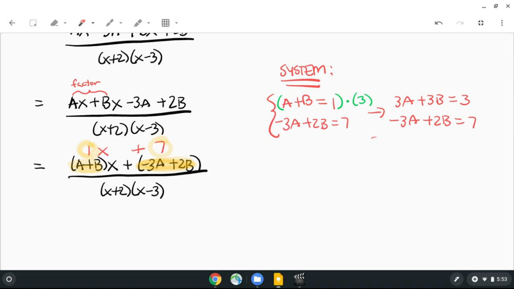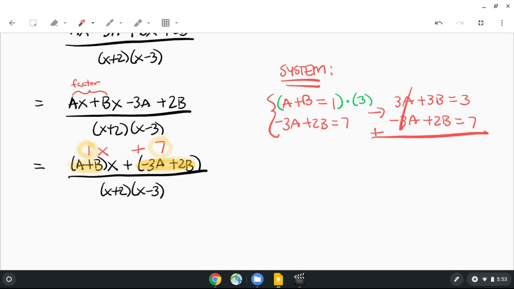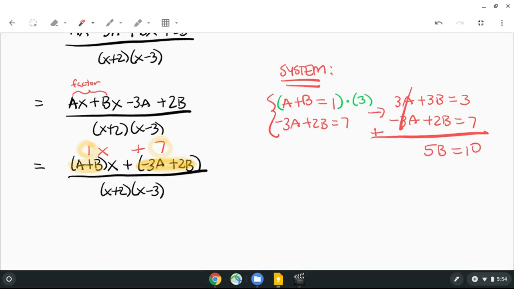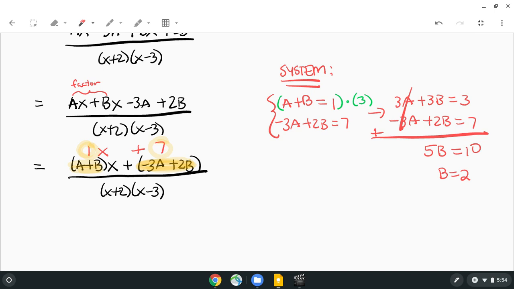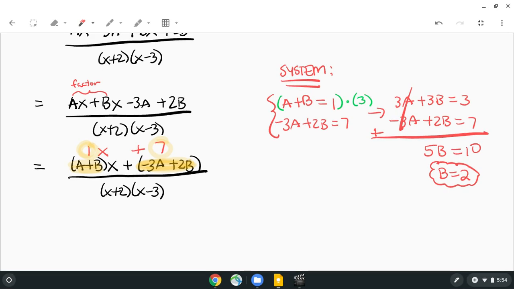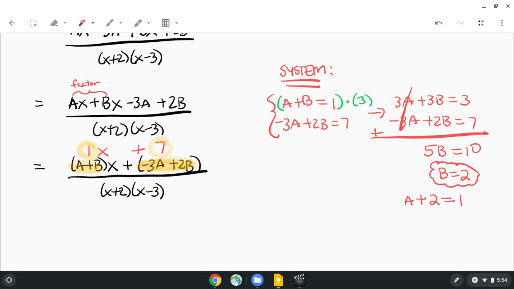My a's are going to eliminate. When I add these equations together, the 3a's cancel out. I'm left with 5b equals 10, so b equals 2. That's one of my answers for my numerator. Now I'm going to use that first equation, a plus b equals 1, to solve for a. So a plus 2 equals 1, so a equals negative 1.